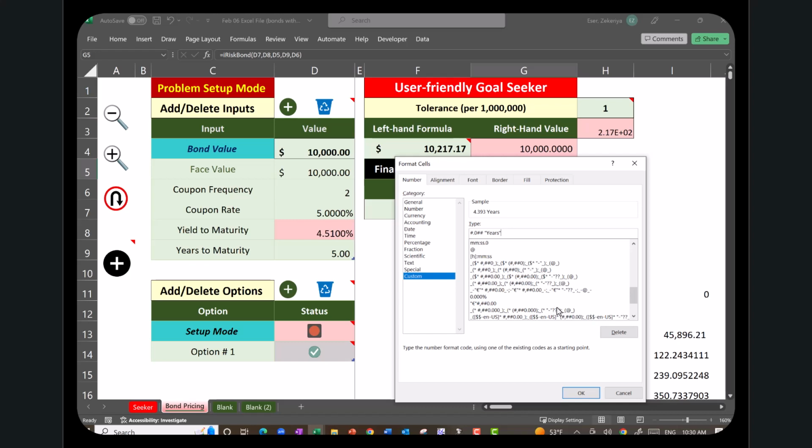Otherwise, it will only show you 4 points. I don't want that. And add years on top of it.